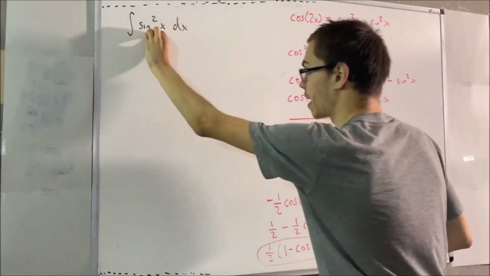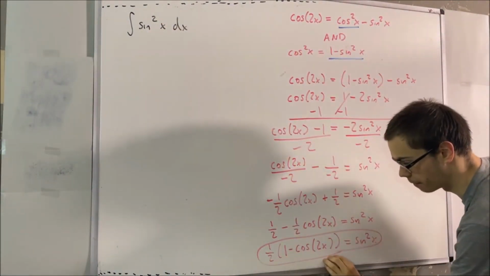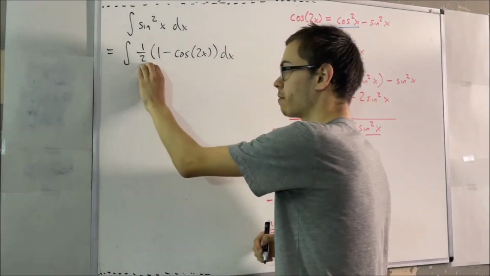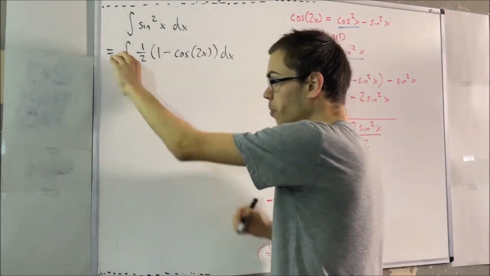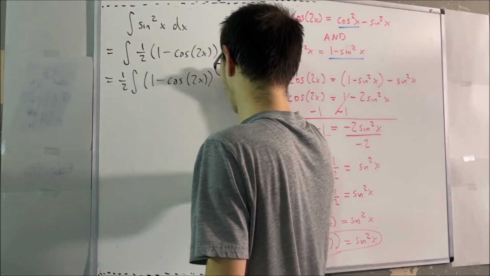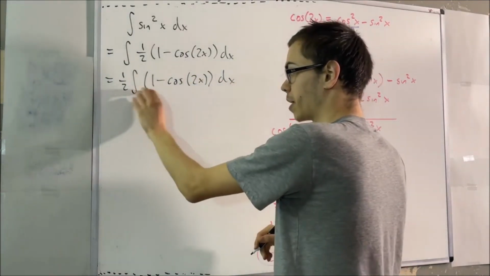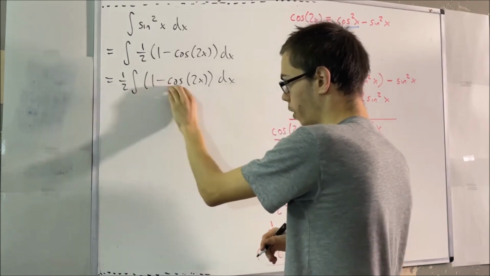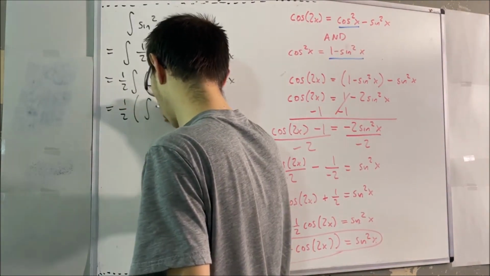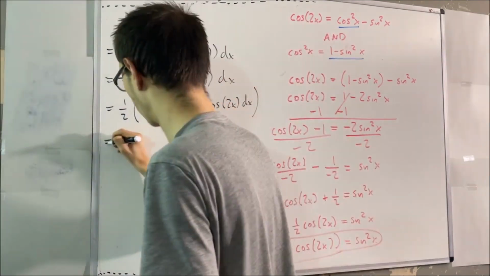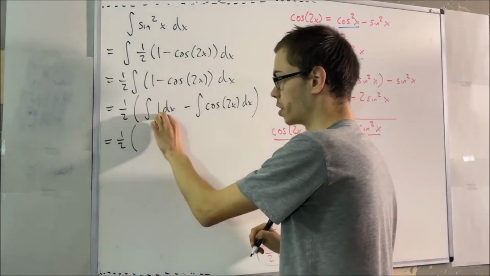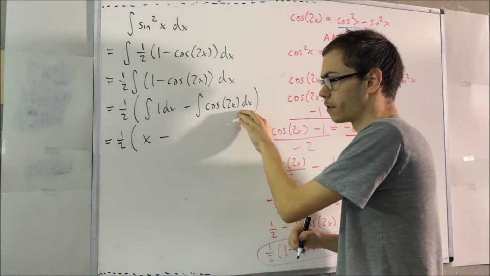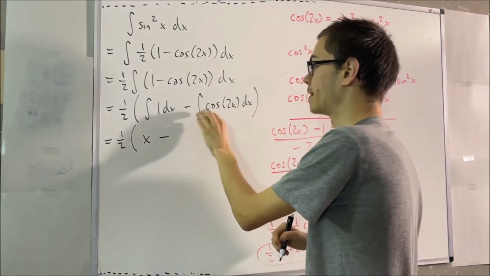So we can replace sine squared of x with what we have here. Because 1/2 is a constant, we can pull that to the outside of the integral. And so as you can see, we can split this up into 2 integrals. We have the integral of 1 minus the integral of cosine of 2x. Now the integral of 1 dx is just x. And as for the integral of cosine of 2x, this is going to be 1/2 sine of 2x.